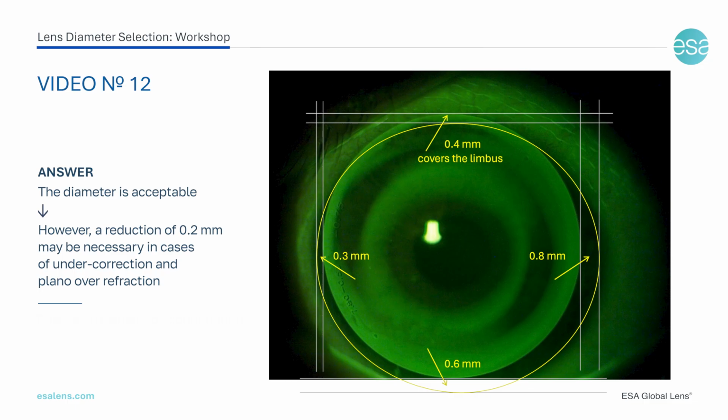However, if you encounter an undercorrection, despite a good fit and plano over-refraction, consider a 0.2 mm reduction. It's important to be realistic. If the lateral decentration remains pronounced and the patient suffers from persistent halos or double vision, the corneal shape may simply be incompatible with the lens design. In such cases, discontinuing treatment may be the most professional course of action.